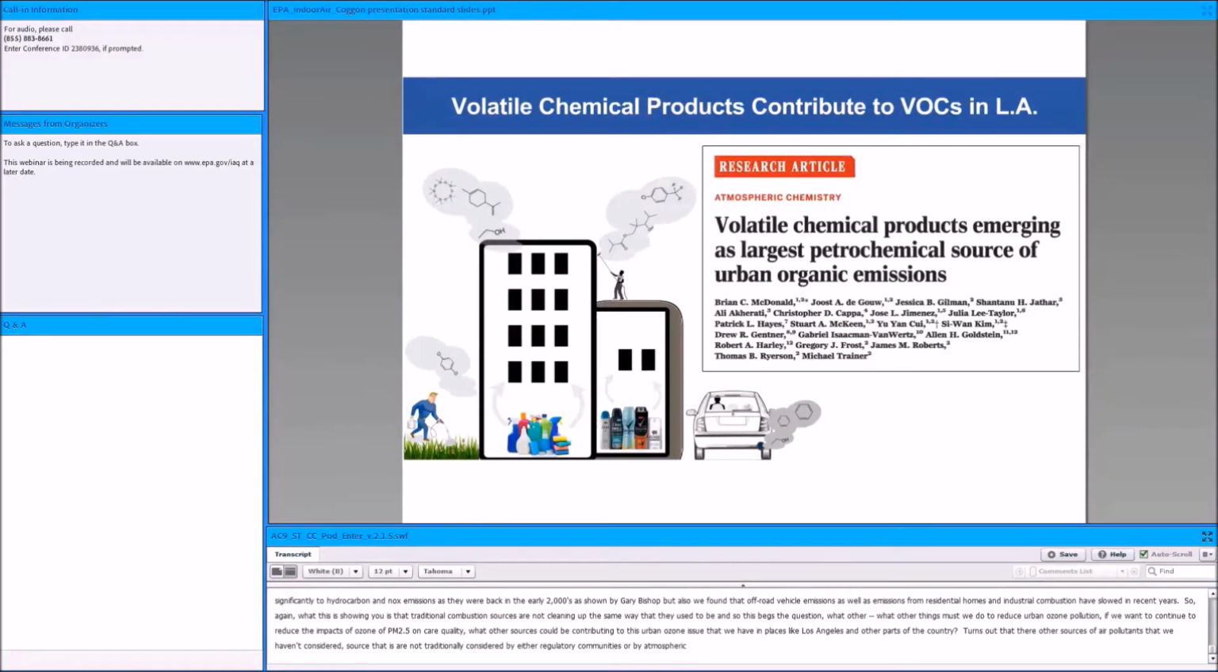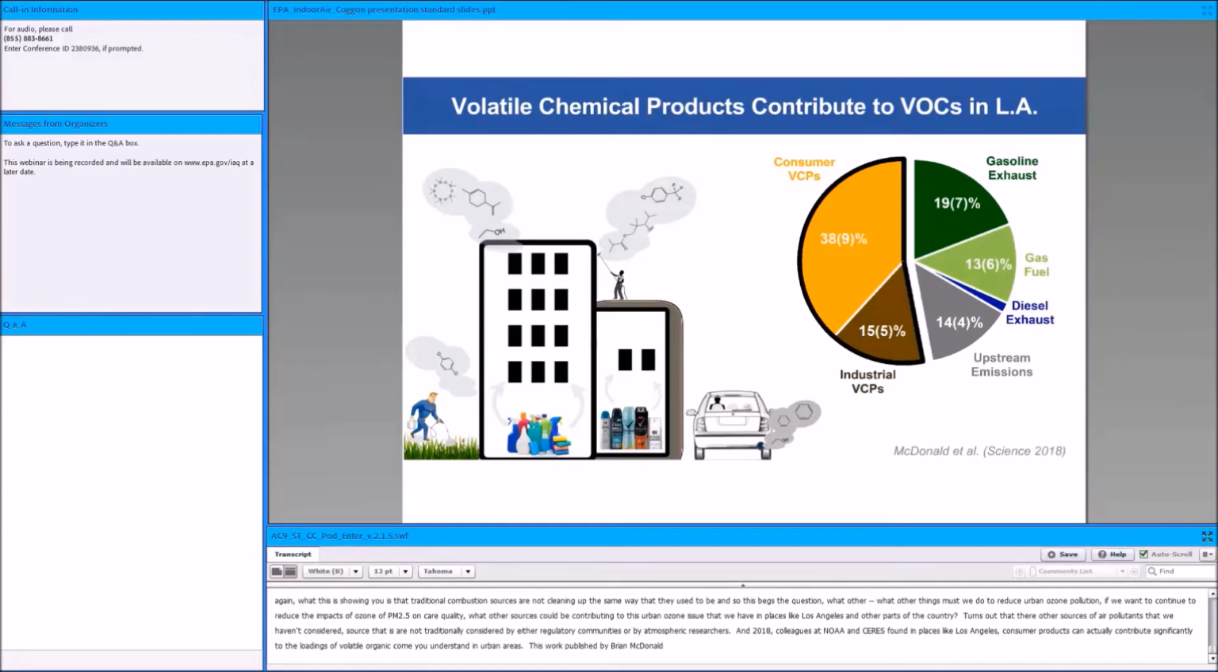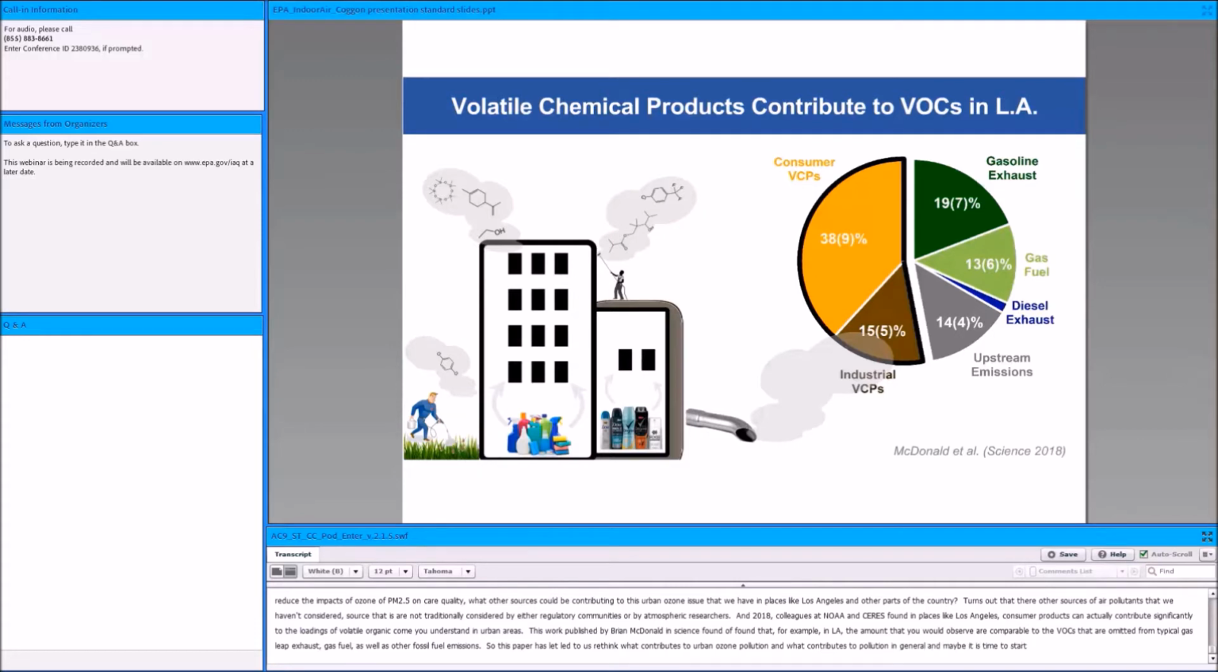And in 2018, colleagues at NOAA and Ceres found that in places like Los Angeles, consumer products can actually contribute significantly to the loadings of volatile organic compounds in urban areas. This work published by Brian McDonald in Science found that, for example, in LA, the amount of VOCs that you would observe are comparable to the VOCs that are emitted from typical combustion sources such as gasoline exhaust, gas fuel, as well as other fossil fuel emissions. And so this paper has led us to rethink what contributes to urban ozone pollution and what contributes to pollution in general. And maybe it's time to start thinking about the indoor environment as being a source of pollution in the same way that we thought about cars in the 1960s.